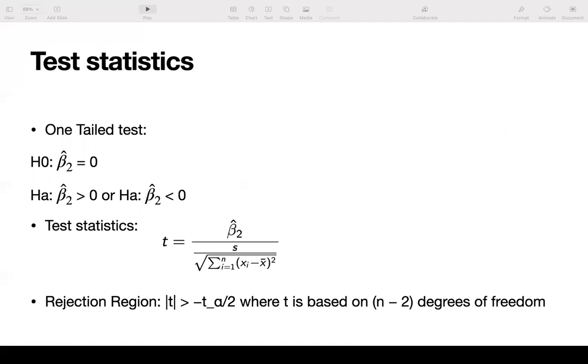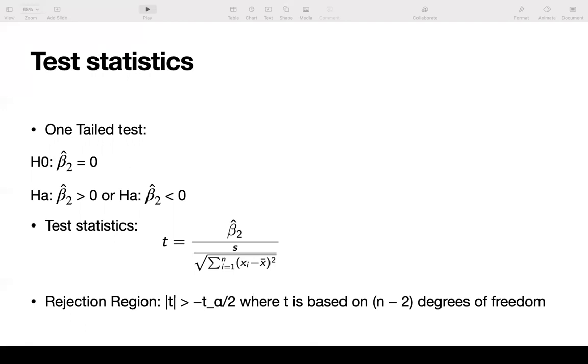So next we'll talk about the test statistics. For the one-tailed test, we have the null that the slope is equal to 0. And for the alternative, we have the slope is larger than 0 or smaller than 0. So basically, we're testing the significance of the slope. And the test statistic is as follows. T is equal to beta 2 hat divided by s divided by the square root of the sum of (x_i minus x bar) squared, which is the square root of the variance of x.